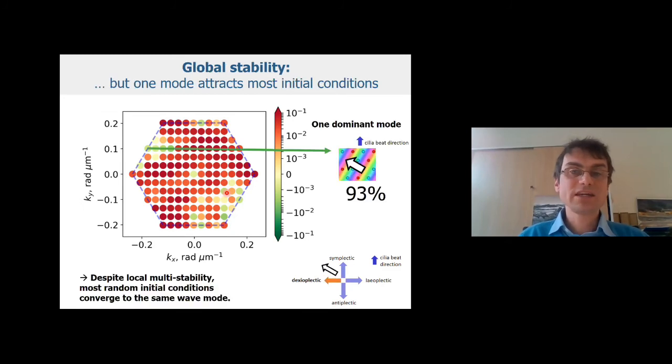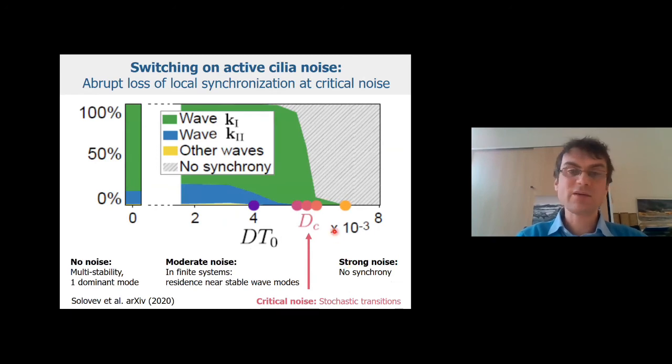And it gets even more striking if we ask, where will we end up if we start with random initial conditions? And then we find that in 93% of the initial conditions we will end up in this particular wave mode. And this corresponds to a so-called dexioplectic metachronal wave, where the traveling waves in the cilia carpet move in a direction almost perpendicular to the direction of the cilia beat direction. So we have an agreement here with the experiments, and I will skip this and go directly to the final slide.